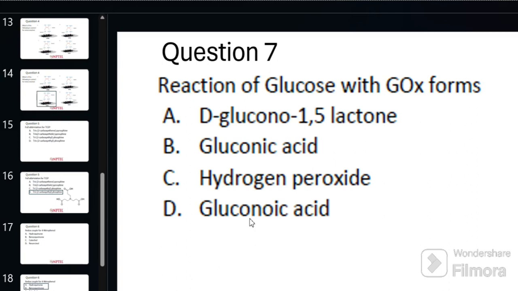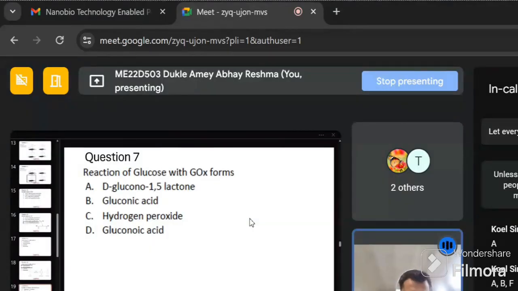As we discussed, glucose monitoring takes so much time. Here it is: the reaction of glucose with glucose oxidase forms D-glucono-1,5-lactone, gluconic acid, hydrogen peroxide, and gluconoic acid. We have discussed this a lot of times. Does anyone know the answer? A hint: it's a multiple select question.